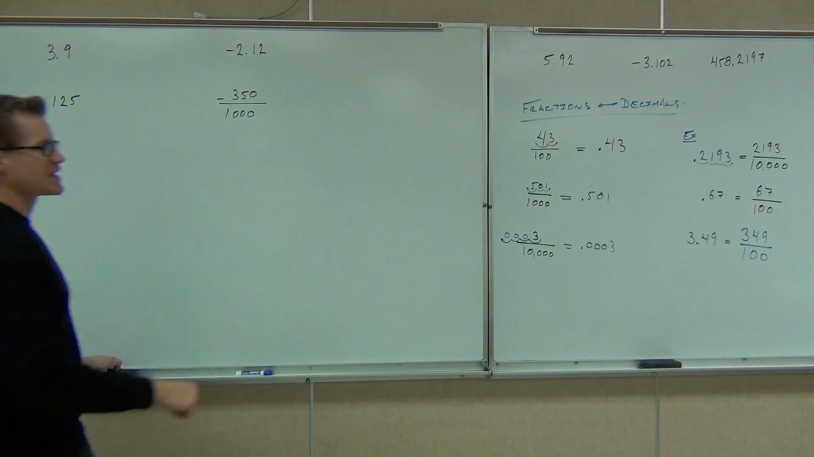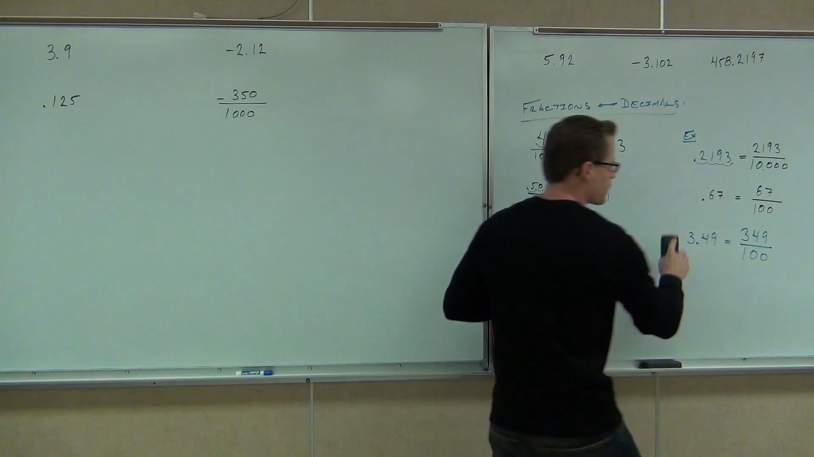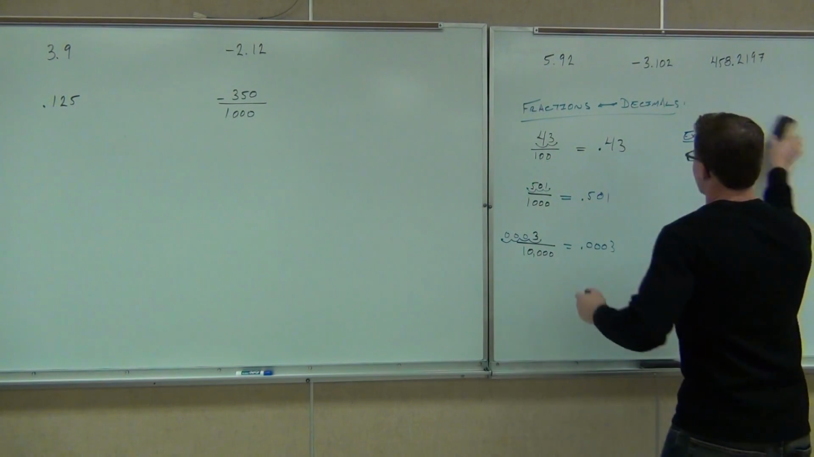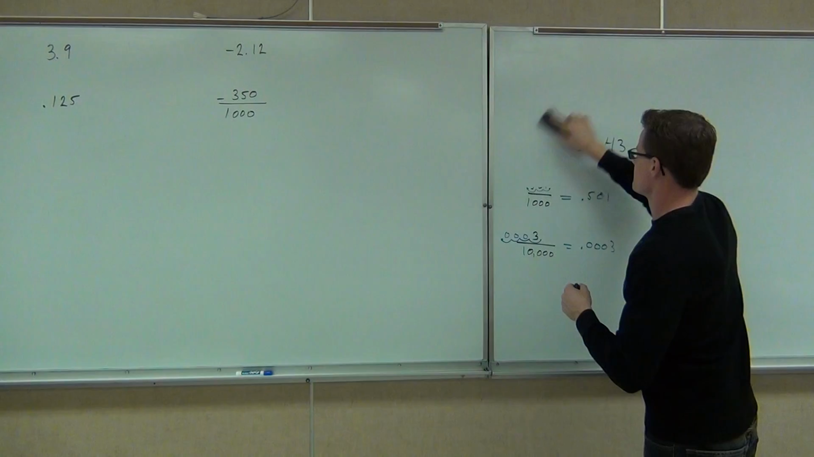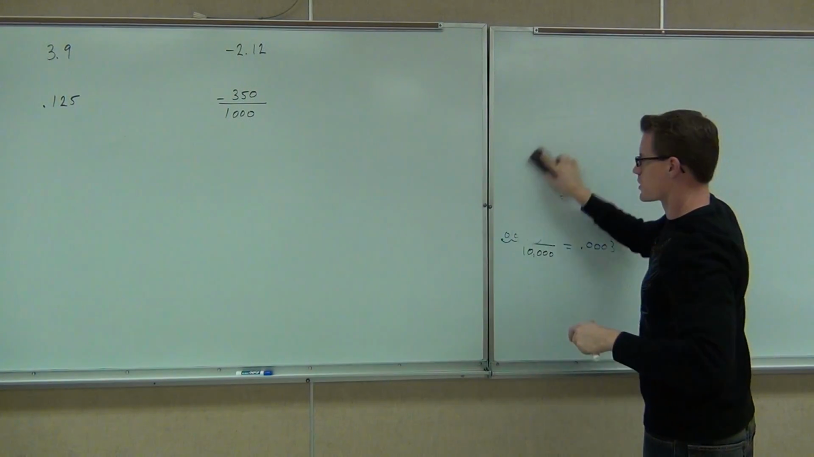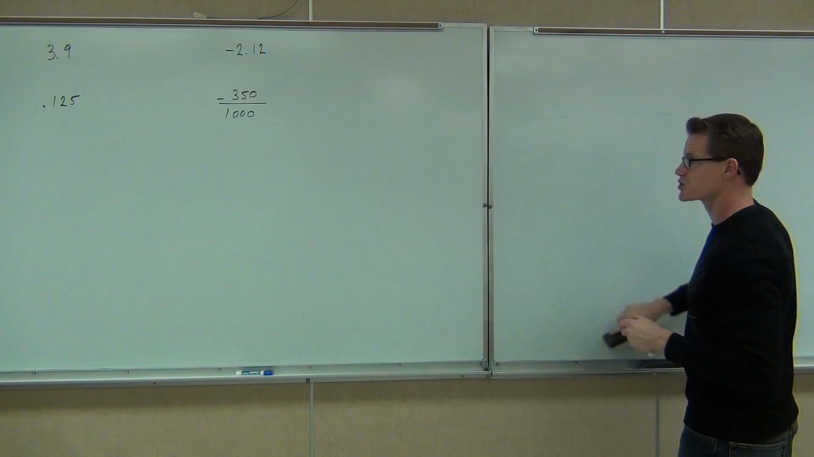So we got 3 decimals to change into fractions and only 1 fraction to change into a decimal. And I also put some negatives up there. Are the negatives going to hold you back at all? No. They're just going to stick along with those problems. It's not going to really change it much.